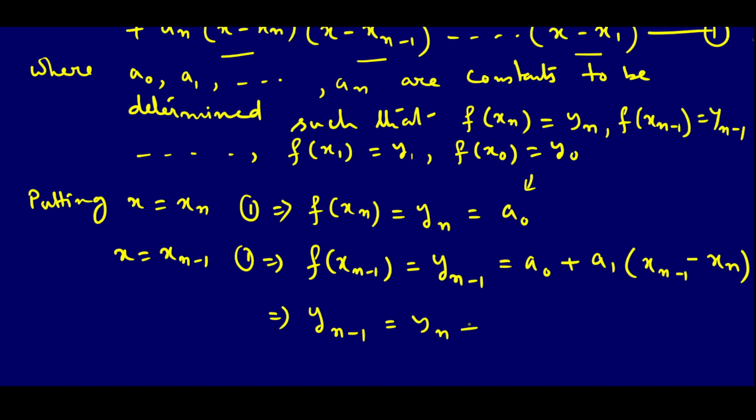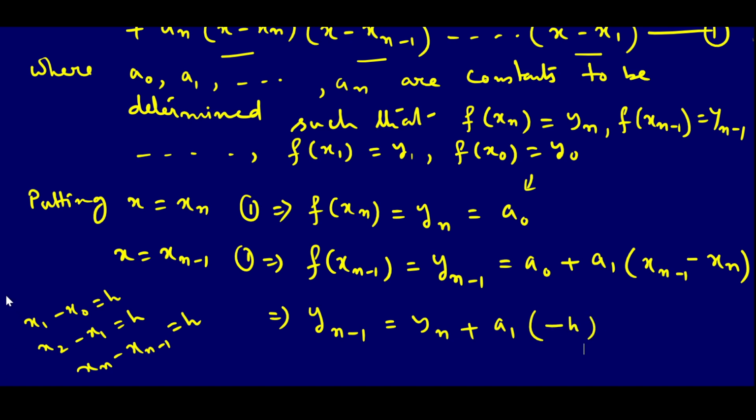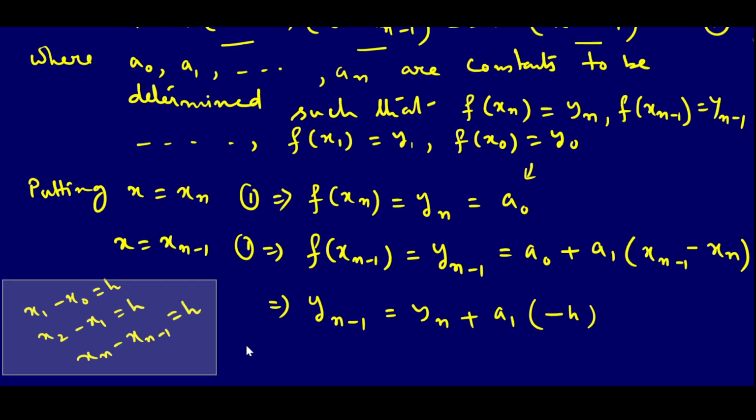Yn plus a1 into, now what is xn minus 1 minus xn? I think in the statement it is clearly given that x1 minus x0 is h, x2 minus x1 is h. In the same way, xn minus xn minus 1 is also h. The difference between two consecutive arguments is always h. But it is reversed, it is not xn minus xn minus 1, here it is xn minus 1 minus xn. So we have to put minus h.